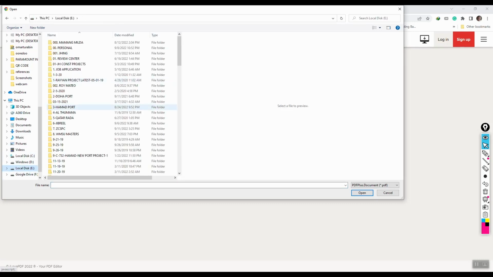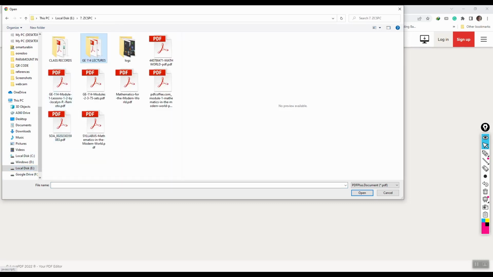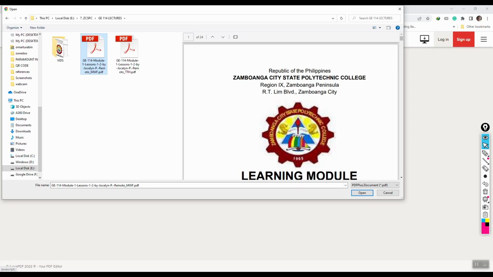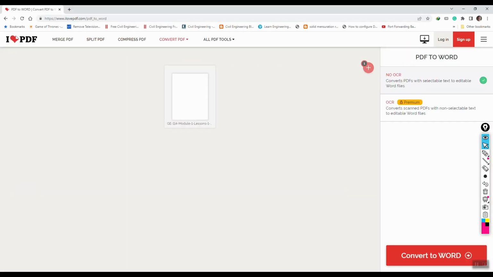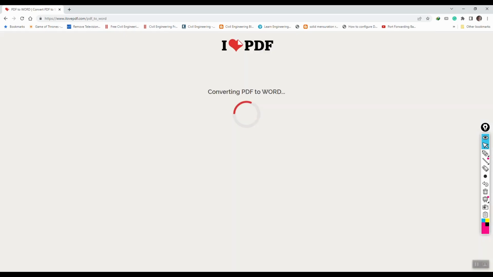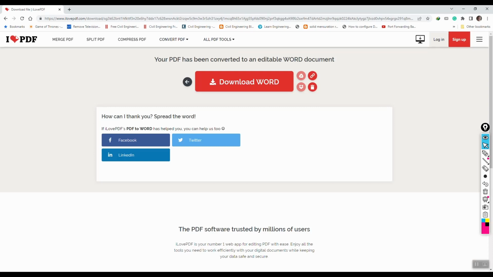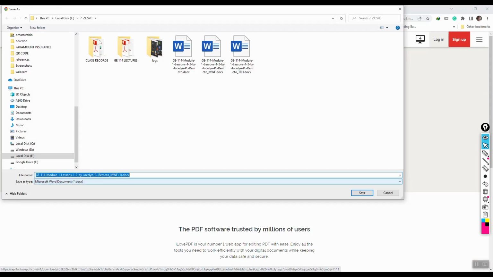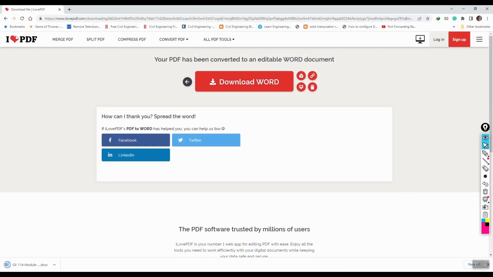So I'll have this here, lectures, this one. Okay. So open this one and then convert to Word. Just click this one here. So it will automatically convert it to document file. Then have it downloaded and put it on your destined folder. Let's say here, then have it saved as a document file, not anymore a PDF file.